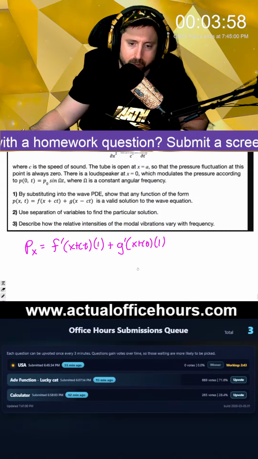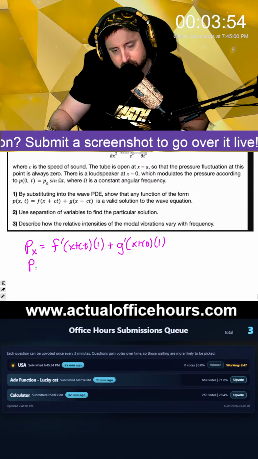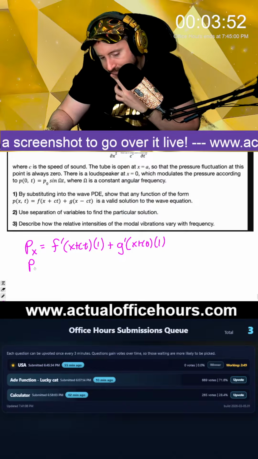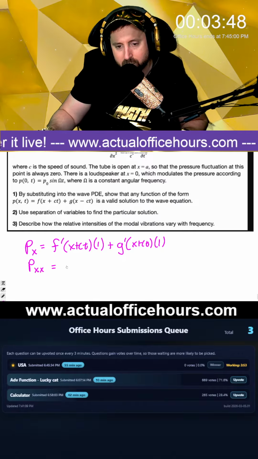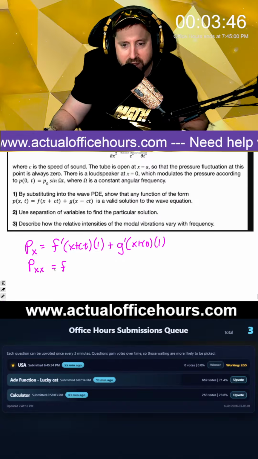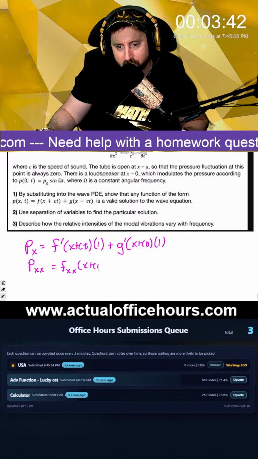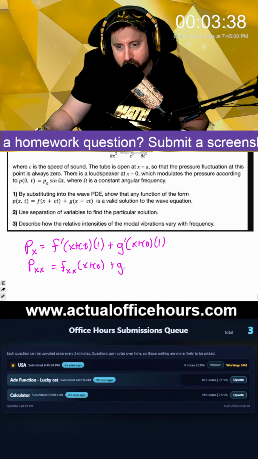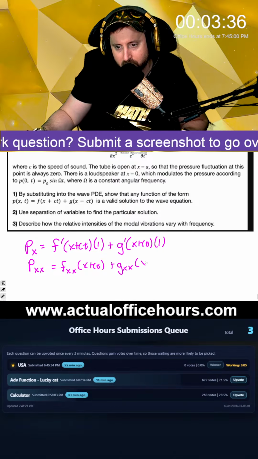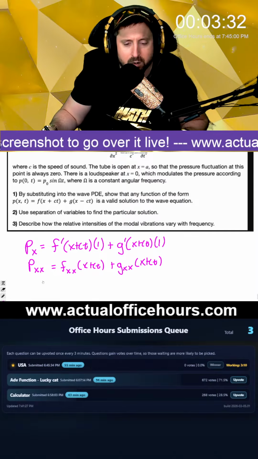And I'd say for clarity, it would probably be easier if you say f sub t or f sub x, and g sub x, just because you're also going to have to take the derivative with respect to t. So p_xx is then f_xx of (x plus ct), plus g_xx of (x minus ct).